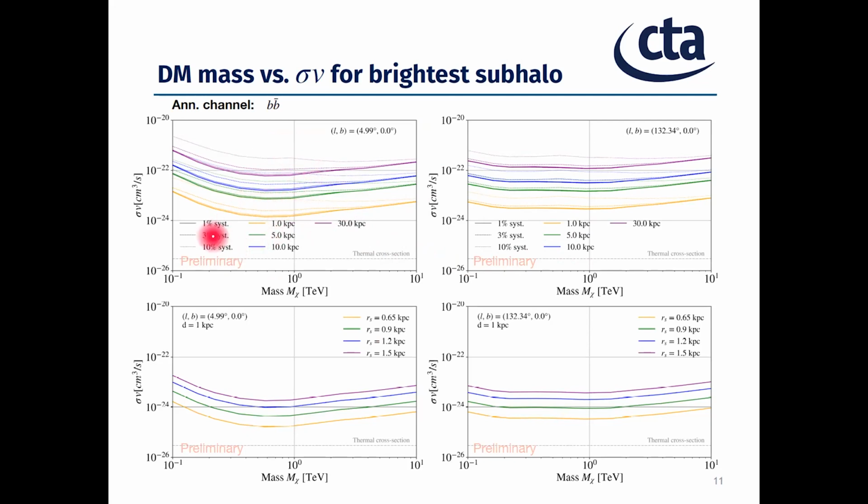So we are also adding some effects of the systematic uncertainty, although right now there are no benchmark models for systematic uncertainty for the CTA yet. But this is what the effect on the sensitivity would be in case of 1%, 3%, or 10% systematic uncertainty.